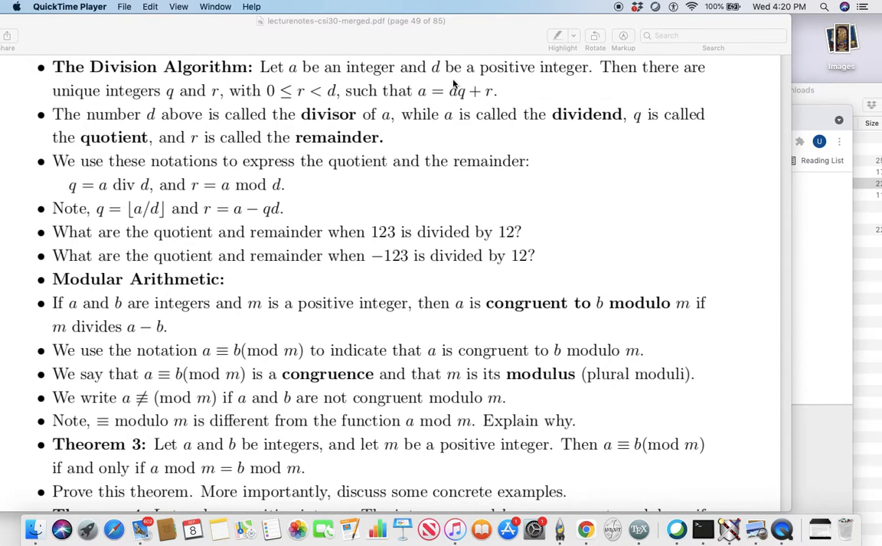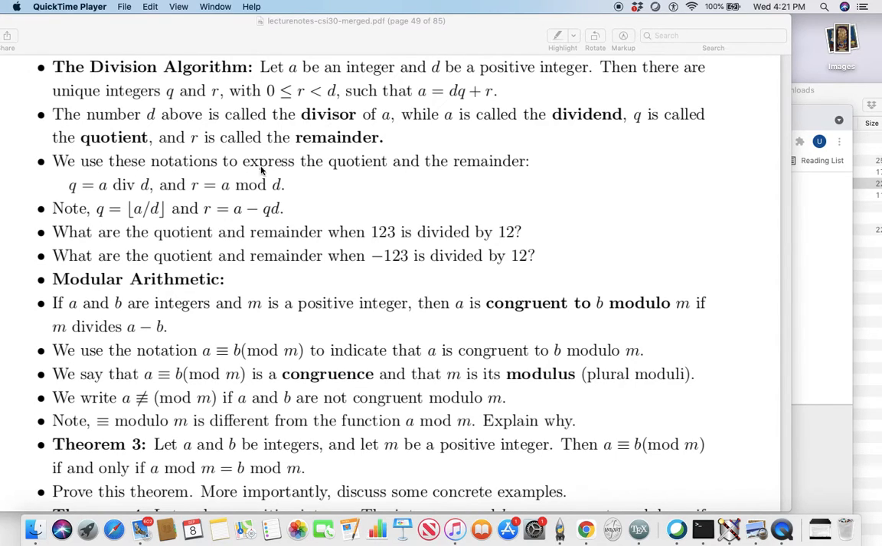The division algorithm. Let a be an integer and d be a positive integer. Then there are unique integers q and r with r between 0 and d. Notice r could be 0 but r is not d, such that a is dq plus r. The number d above is called the divisor of a, while a is called the dividend. Q is called the quotient and R is called the remainder.